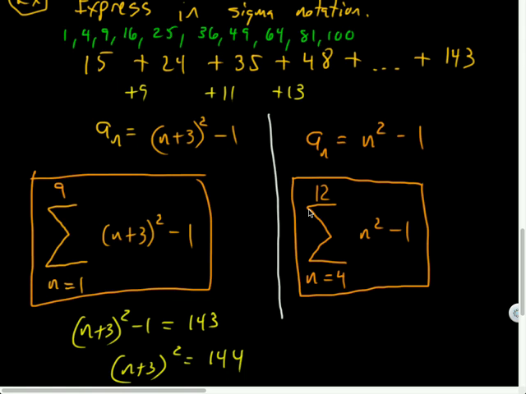And I do want to point out that notice 9 minus 1 is 8, and 12 minus 4 is 8. So the difference between k and my n's starting value is always going to be the number of terms that I have. All right, so that is consistent between both of those.